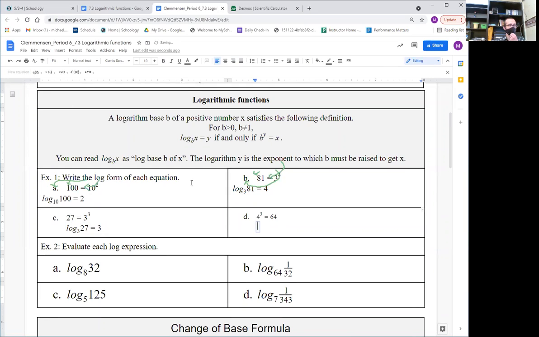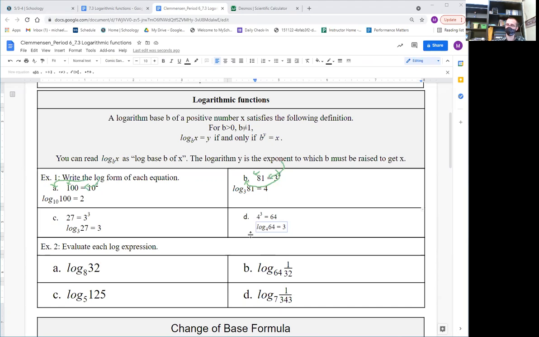All right. Who thinks they can do D? Who can tell me the answer to D? Yeah. Perfect. Log base 4 of 64 equals 3. Perfect answer. Remember, my exponent gets left on its own. My other number comes down. My base stays below.